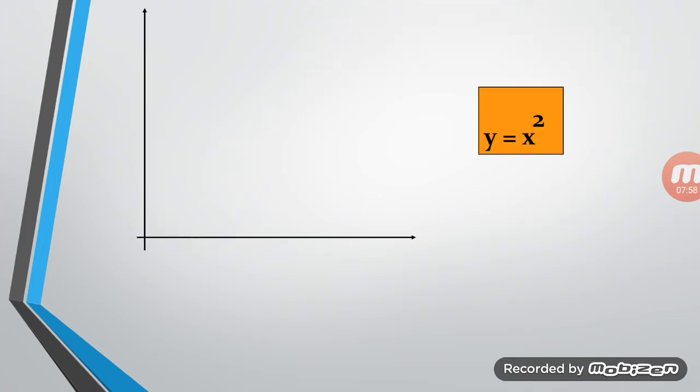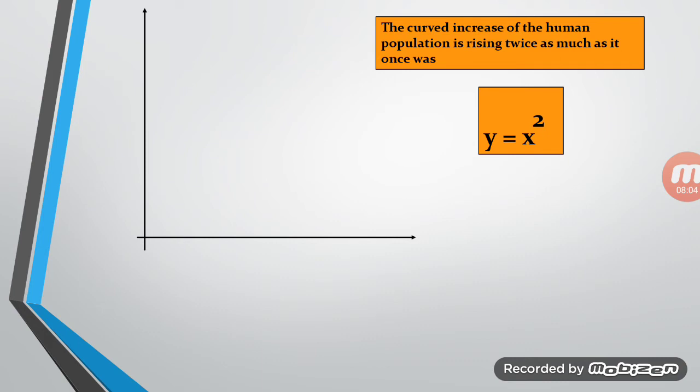Now, our final graph, as you can see, it's still laid out the same way, is going to be y equals x squared. And our prompt: the curved increase of the human population is rising twice as much as it once was. Now, y equals x squared. Well, what is squared? That is simply saying that x is going to be multiplied by itself however many times needed. So in this case, x squared is going to mean x times x.